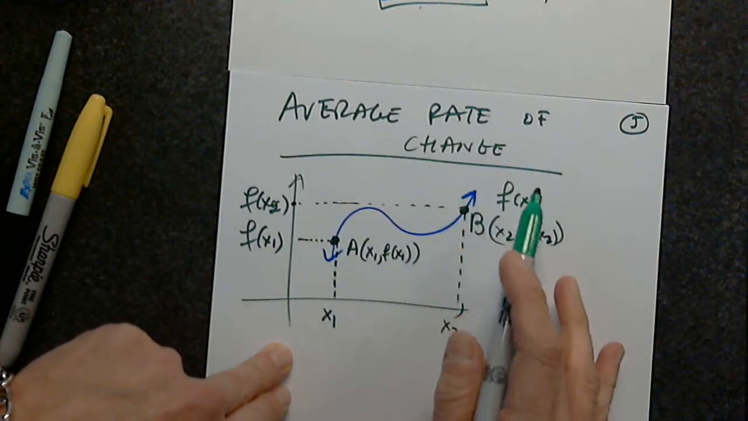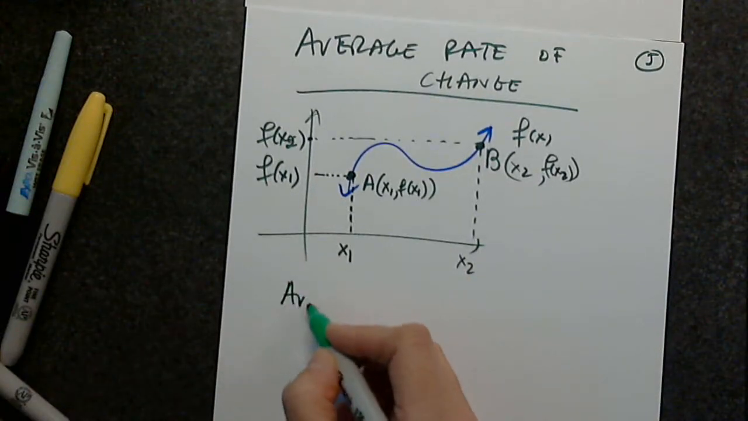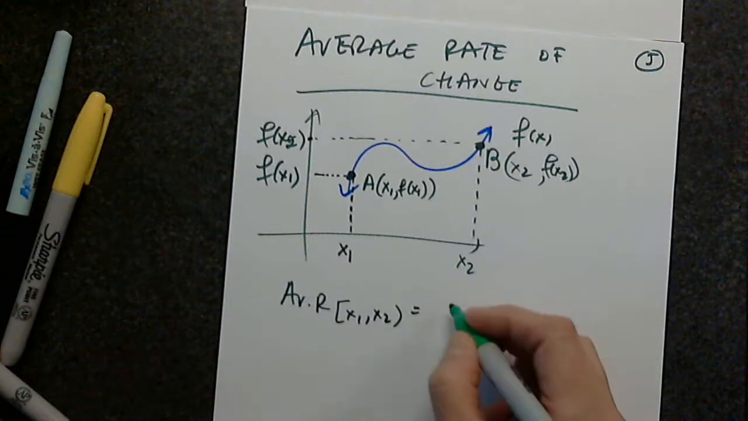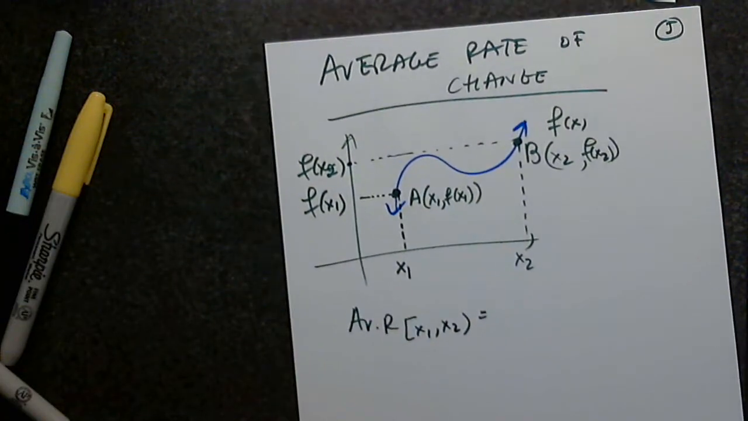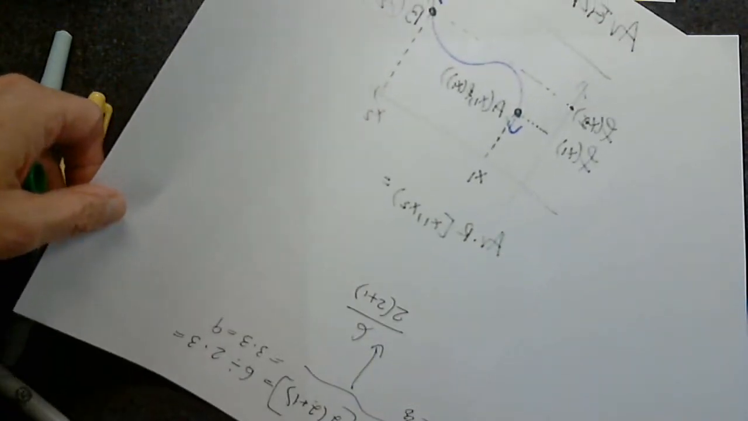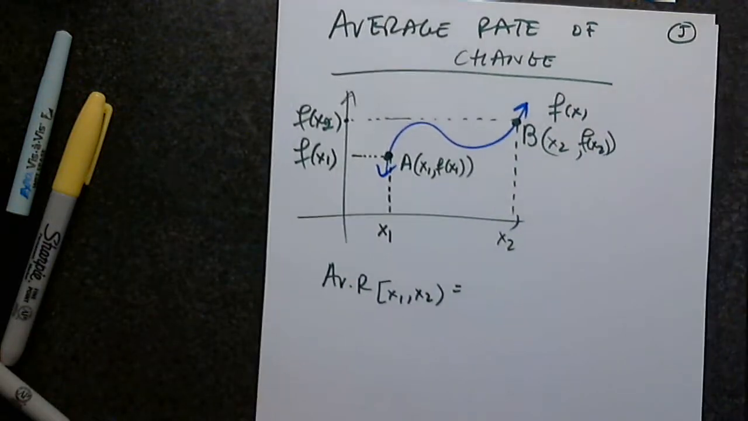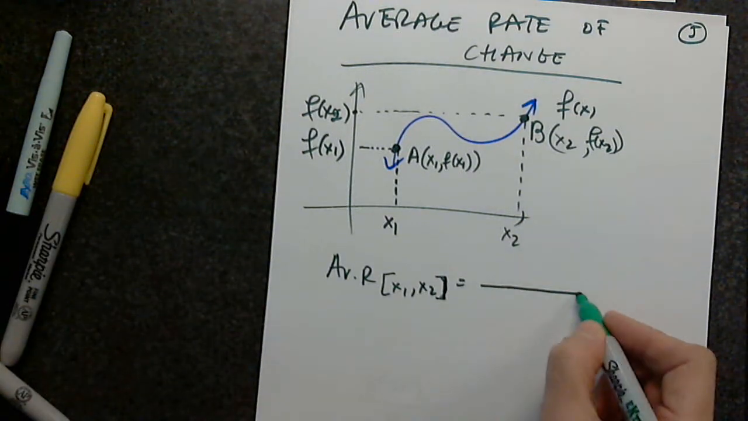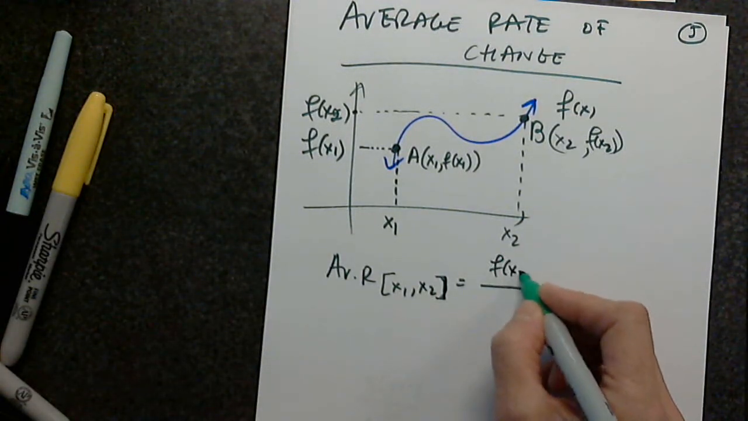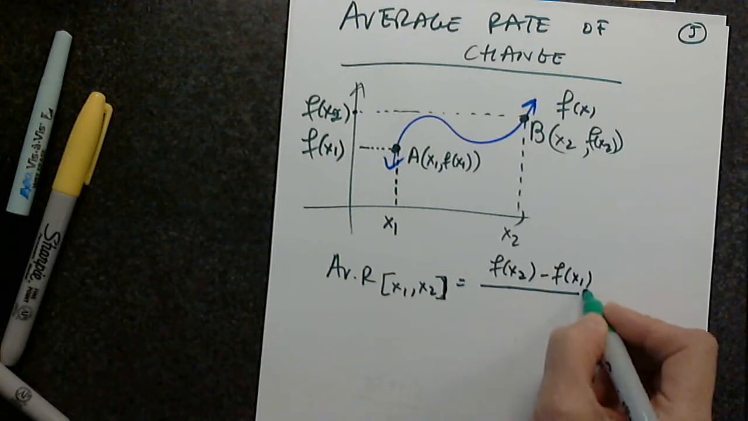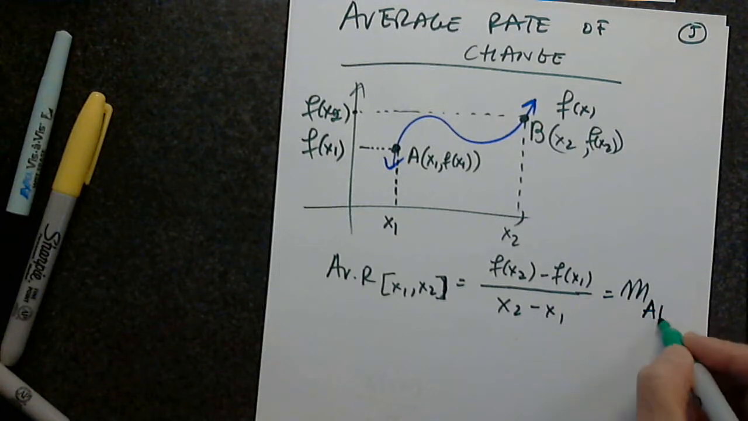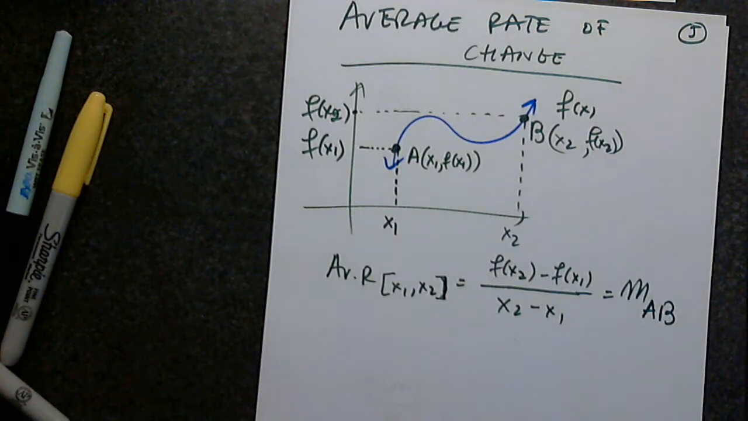The average rate of change between x1 and x2 is this. The average rate of change between these 2 points is nothing else but f of x2 minus f of x1 divided by x2 minus x1, which is the slope of the line AB. Nothing else.